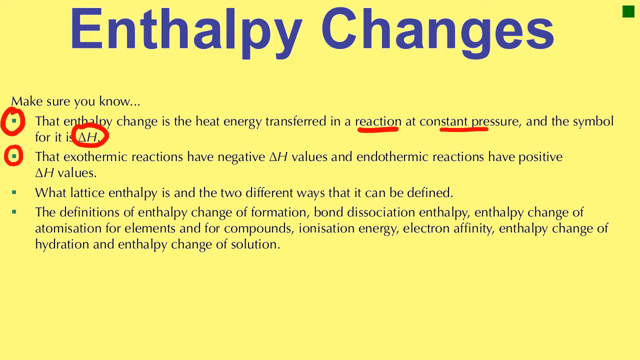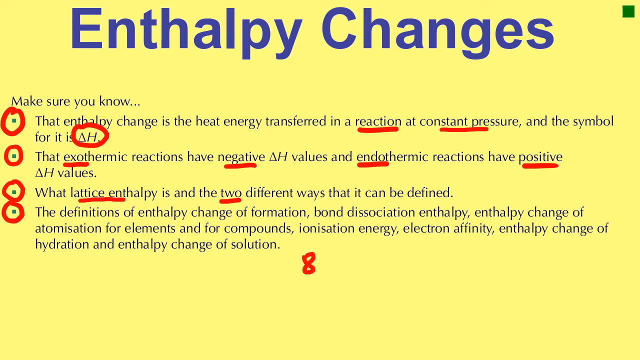Second thing, we need to remember from before that exothermic reactions have a negative delta H and endothermic have a positive delta H. And we'll make sure we remember that. Thirdly, we need to understand what lattice enthalpy is. And there are actually two ways that it can be defined, and we need to know both of those. And lastly, in this video lesson, we're going to learn these 8 definitions.